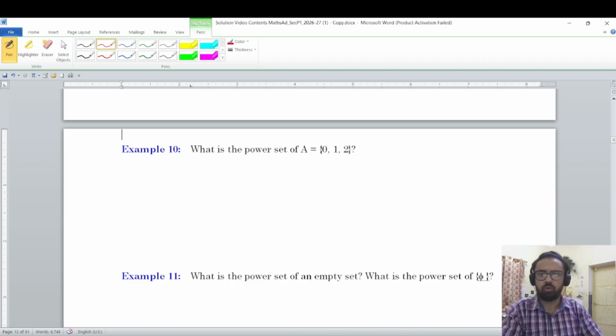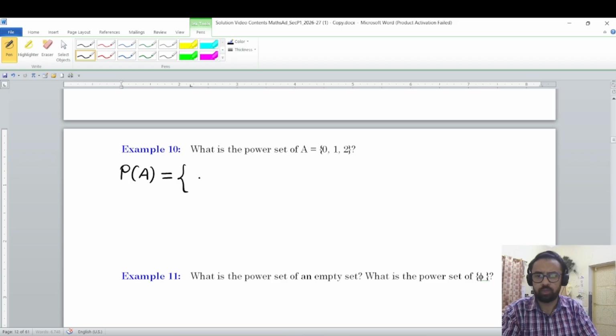Next, this is one of the questions: what is the power set of A equal to {0, 1, 2}? So how to write the answer? The power set of A will be equal to, as I said before, phi is always a subset of any set.